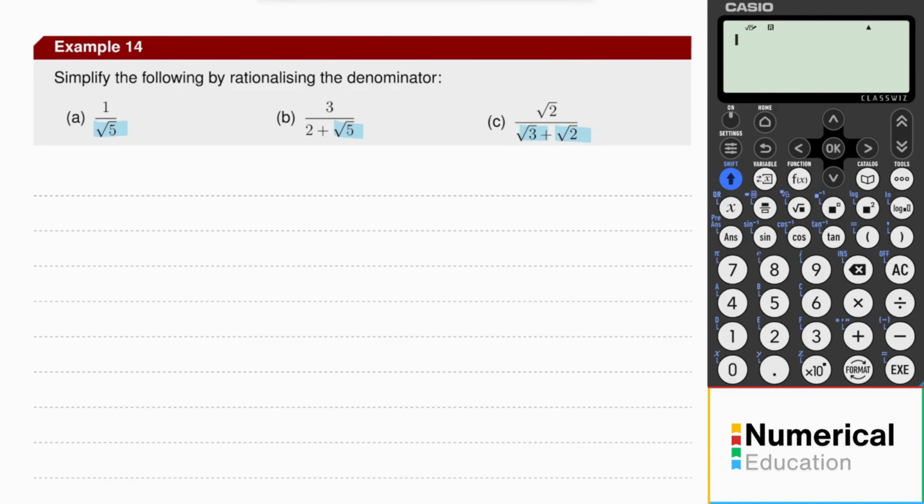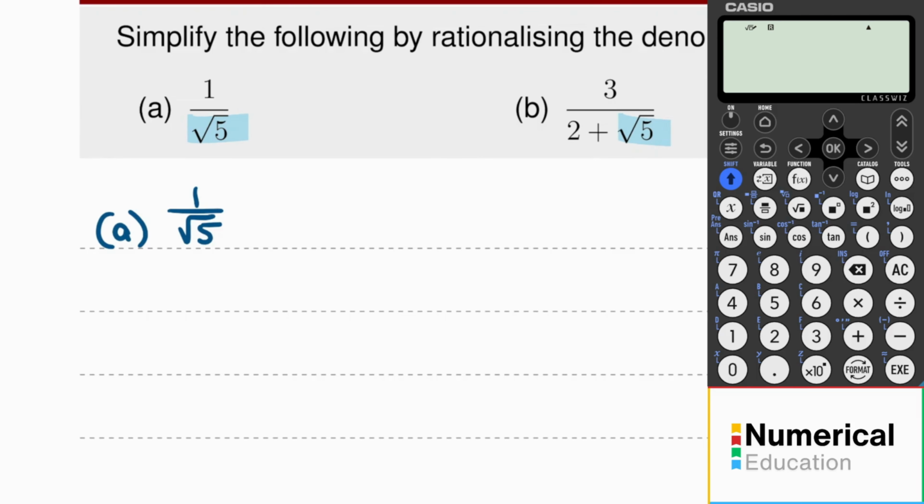So let's have a look at it. For part A, I might just zoom in because it's easier to write when it's zoomed in. For part A, we've got 1 over the square root of 5. This is the simplest type you could get. And all we do, if you remember, is multiply by another fraction, and it's going to be whatever the denominator is for these types. So it'll be root 5 over root 5. This is the technique to rationalize the denominator for these ones.